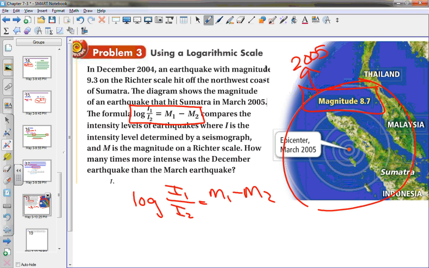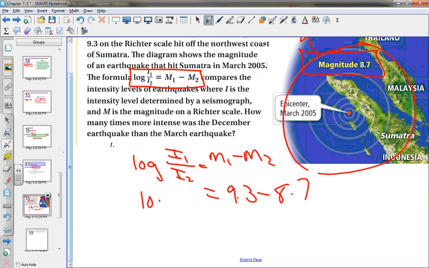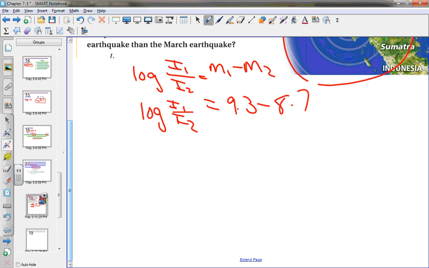Well, what was m1? The magnitude of the very first earthquake. What was the very first earthquake? The first earthquake was 9.3. What was the magnitude of the second one, which is m2? 8.7. And that whole thing is going to equal the log of I1 over I2. Now, if I have $9.30 and I give somebody $8.70, how much money do I have left? 60 cents. So log of I1 over I2 is equal to 0.6.